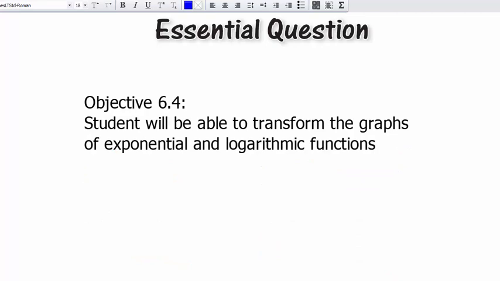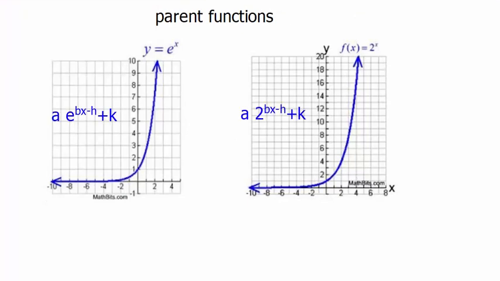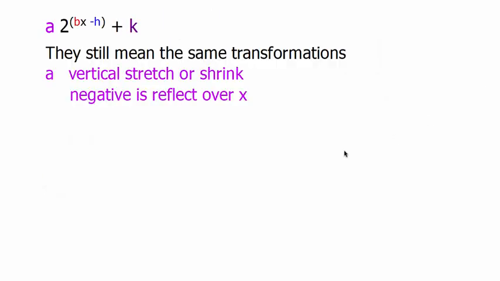So we're going to be able to transform the graphs of exponents and logarithms, and it is all about A, B, H, and K. These are the 2 parent functions for exponents, and these are the equations that they have with A, B, H, and K. Those are the 4 locations that we're going to look at for transformations. They all still mean exactly the same thing.